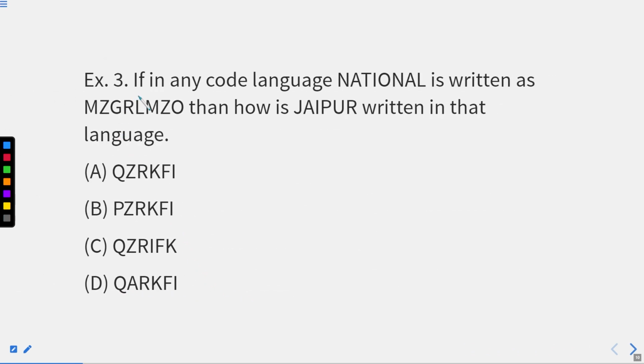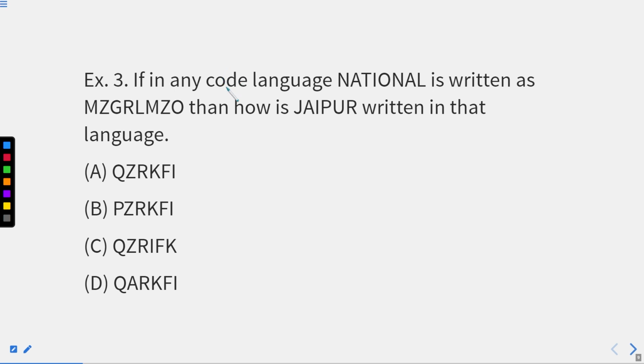Now you can see this. We have a question. As I mentioned, everything we are going to learn with the help of a question. So this question is here. If in any code language, the word NATIONAL is written as M, Z, G, R, L, M, Z, O. So here, how is the word JAIPUR going to be coded? In the same manner, the way the word NATIONAL is coded. So again, you have to find the relation of the first letter with the first coded letter, the second letter with the second coded letter.